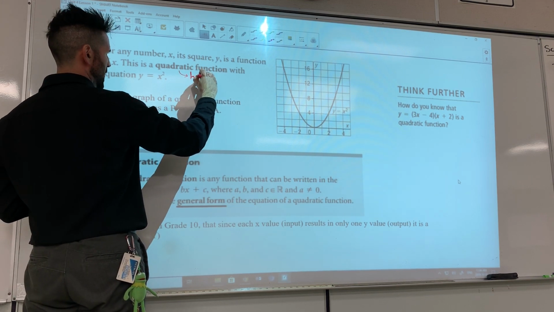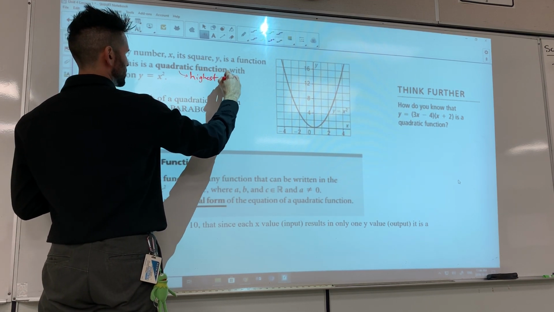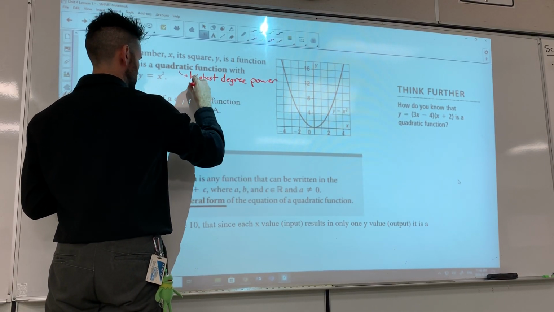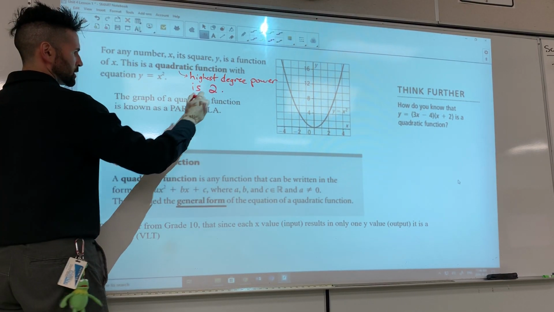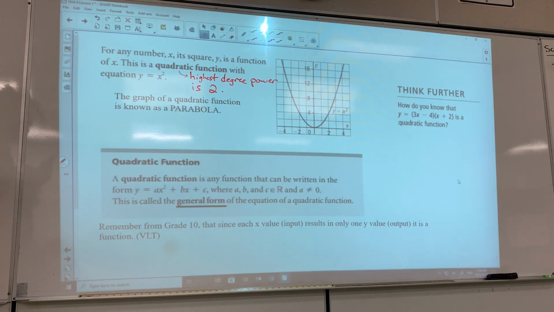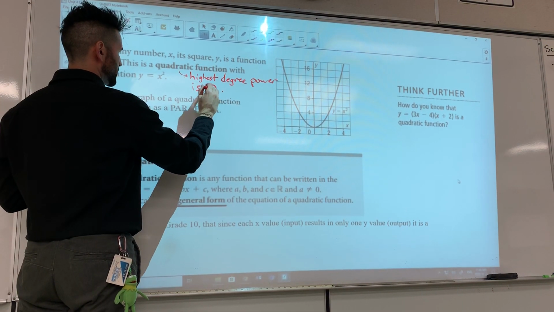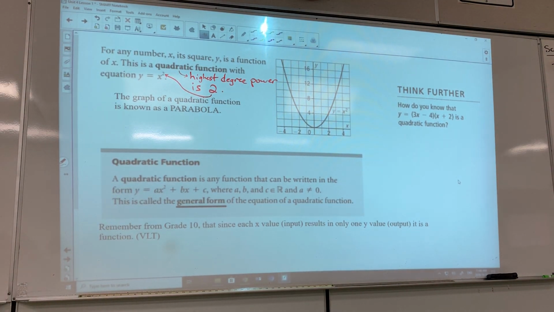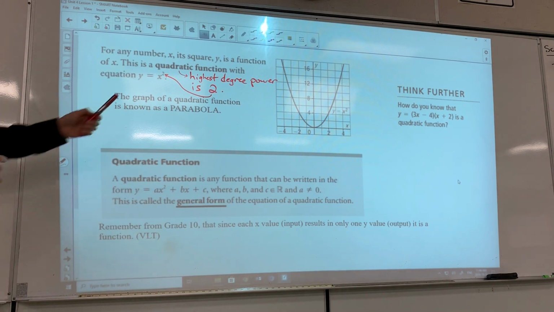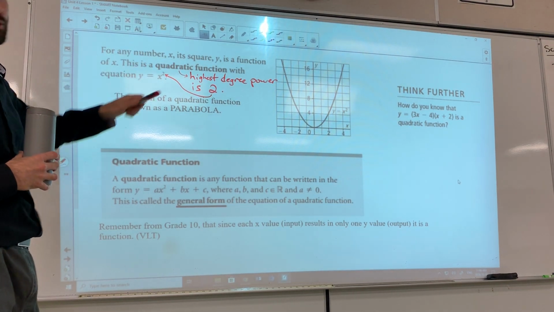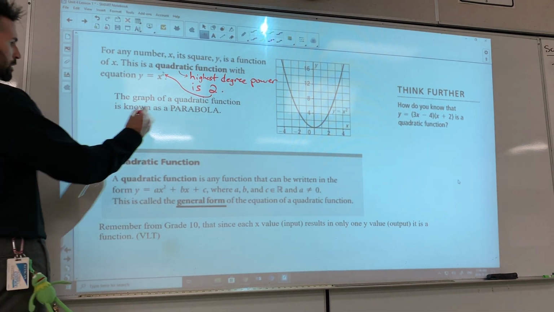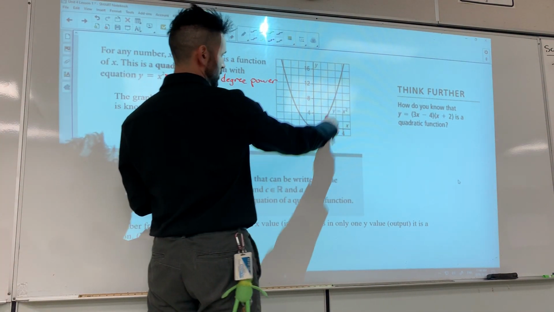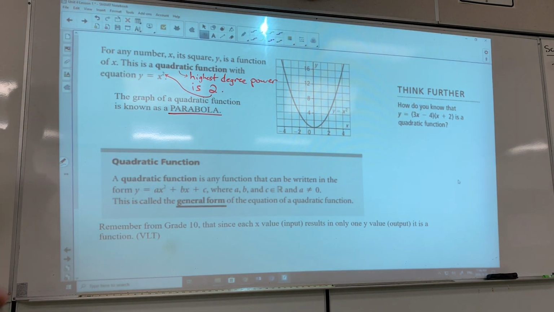I want you to write highest degree power is 2. Okay, when I'm talking about your degree, the highest degree refers to the biggest exponent. So the variable with the biggest exponent is a maximum of 2. That gives you a quadratic function. Okay, it's also called a parabola. Here's the general shape, and we saw this graph. This is y equals x squared.